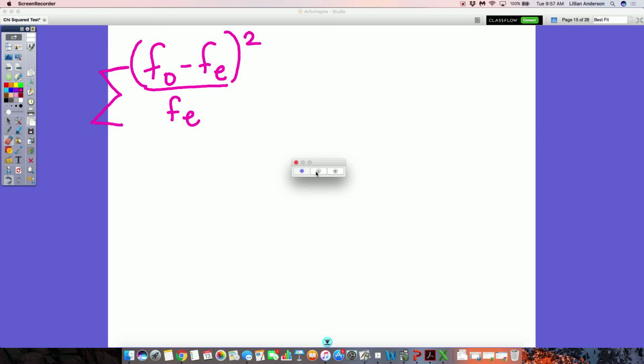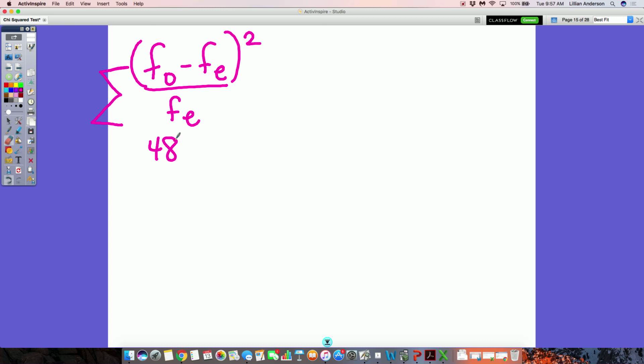So the first column was black shirts and men. What was the observed number? 48. There were 48 guys who preferred a black shirt. We're going to subtract that from its expected frequency, which was 41.5. We're going to divide that by 41.5, and I can't forget, I have to square the numerator.